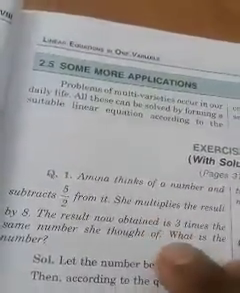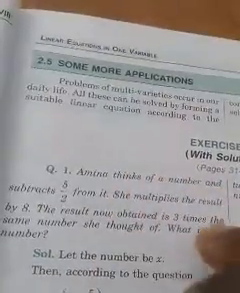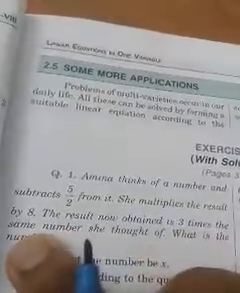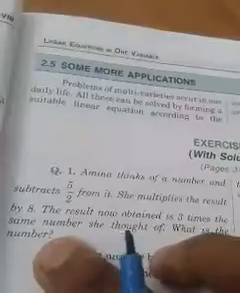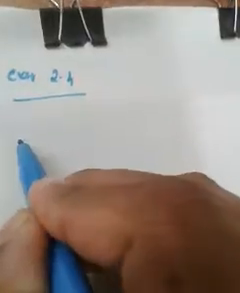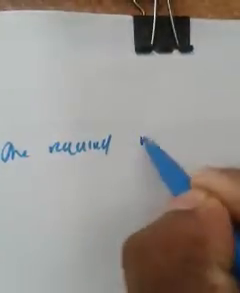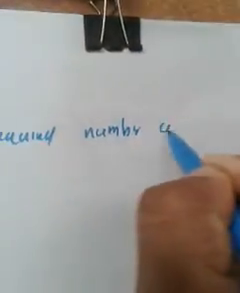So which number Amina thought of, that number you are supposed to find out. Amina's number. So which is unknown here? What is the number? That is unknown. That means which number she used to think, that number is unknown. So since that number is unknown, assume the required number as x.